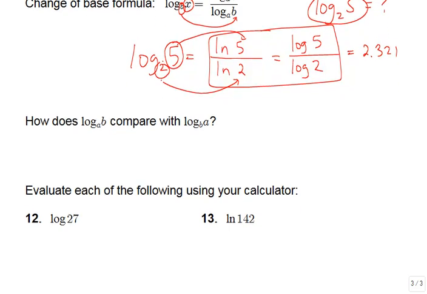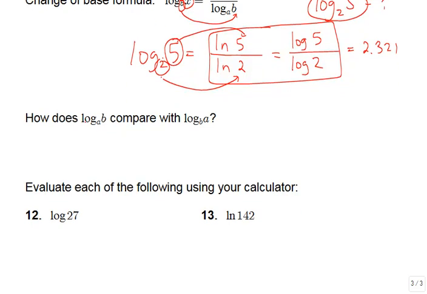Okay, let's take a look at the relationship between log base a of b and log base b of a. So what I'm going to do to figure this out is I'm going to start with log base a of b, and I'm going to use my change of base formula on it. So I'm going to change this to the log of my choice, and the choice of base that I'm going to use is base b.